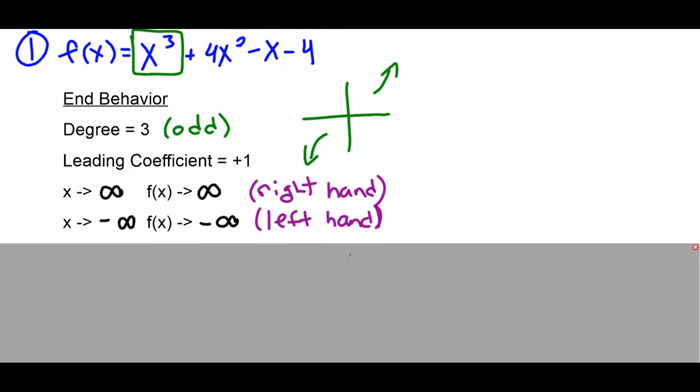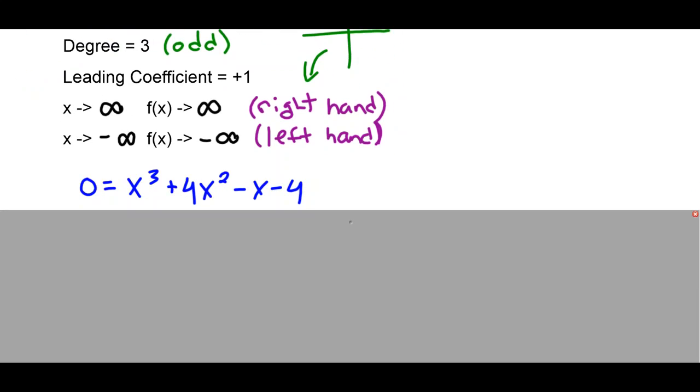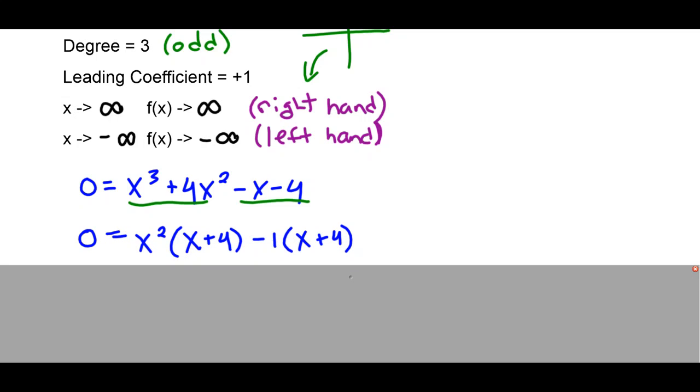So once we have our end behavior, then we want to start factoring. We're going to have to set our polynomial equal to 0. And what we want to do is use factor by grouping. So if you group the first two and the last two terms together, we can start by finding GCFs for them. The GCF for the first two terms would be x squared, leaving us with an x plus 4. And the GCF for the last two terms would be a negative 1.